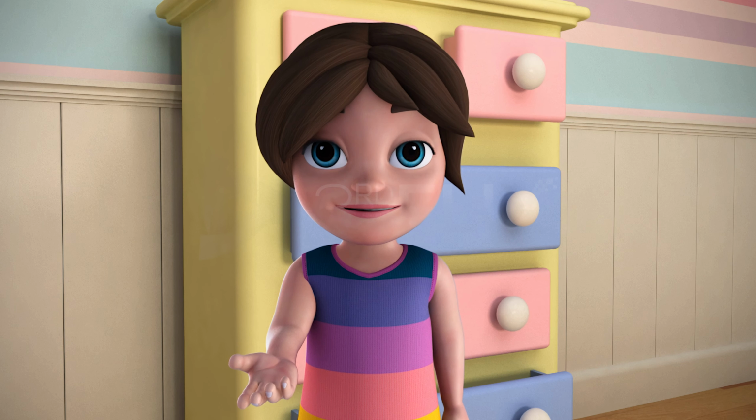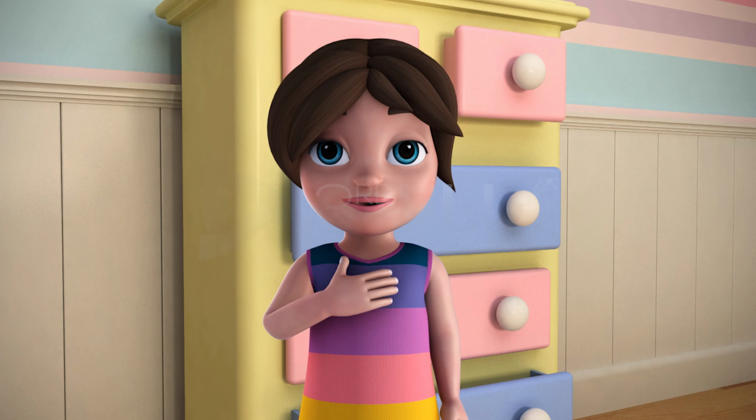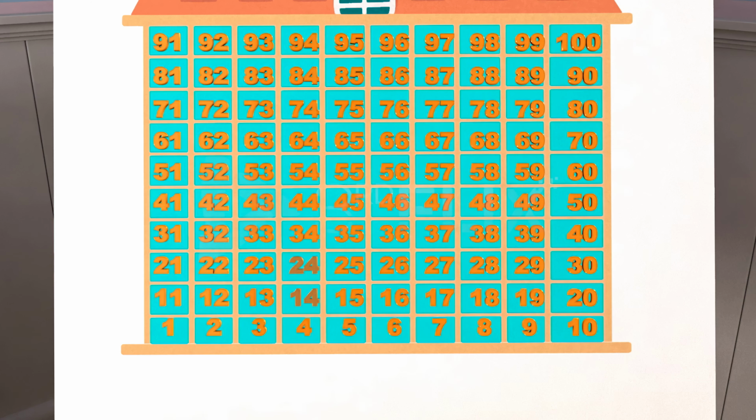Now it's my turn to grab the gift. Now try one jump up from 14. 14 plus 10 is equal to 24.